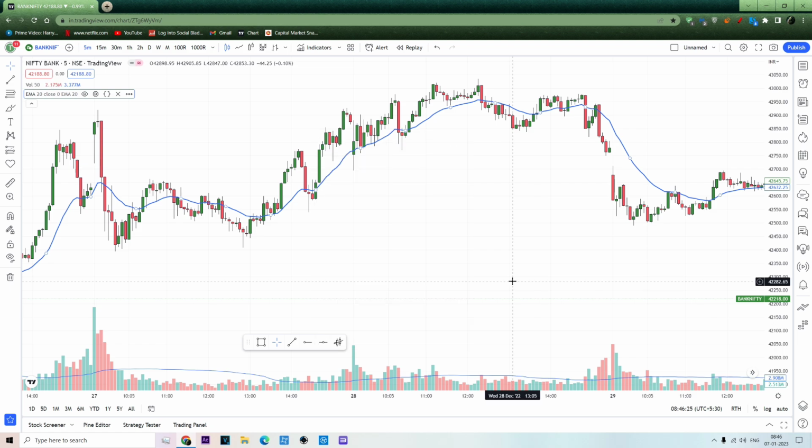The third requirement for this strategy to work is that the candle must be above the EMA line, not below it or touching it. So you see here, there are certain candle bars on your chart. For this strategy to work, the candlesticks must be above the 20 EMA line, not touching it or trading below it.